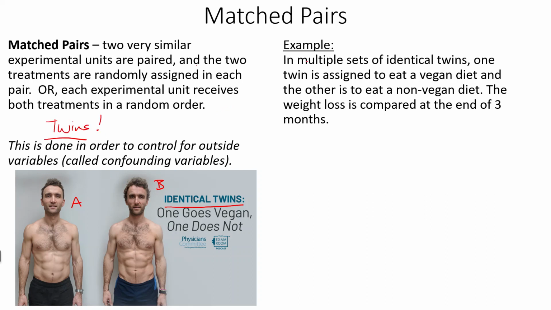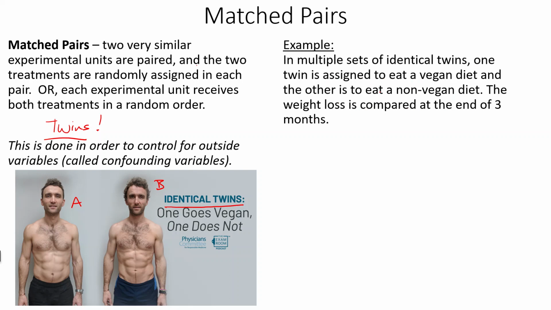All right, so here's our example. In multiple sets of identical twins, we find a bunch of identical twins. Don't ask me where we find them, we just find them. One twin is assigned to eat a vegan diet, the other twin to eat a non-vegan diet. The weight loss is compared at the end of 3 months.